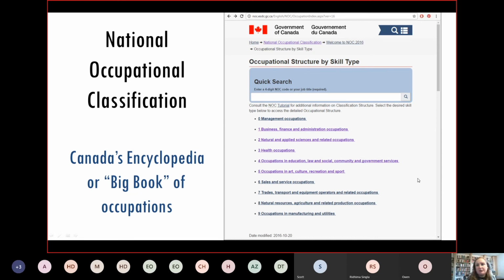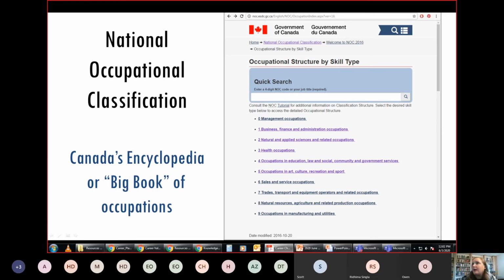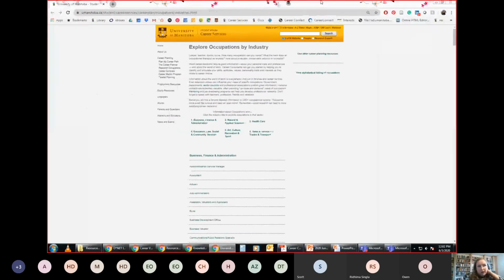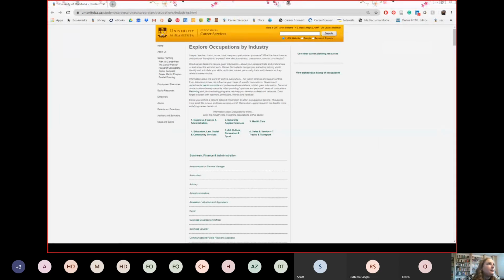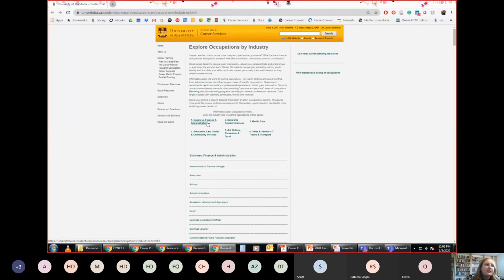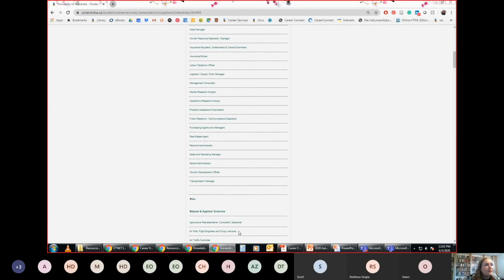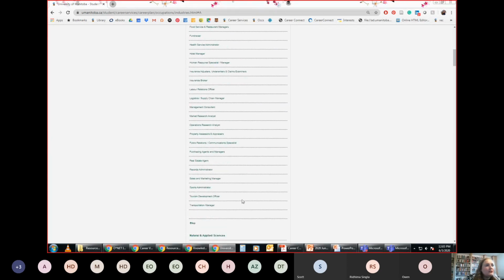I'll show you a cool resource for exploring this. It's in your handout package as well. Let me just pull it up on the screen for you. One thing that we did that you can play around with is we've organized occupations by industry. So one thing you can do on our website is to explore different jobs. For example, if you're interested in business, finance, and administration, we've listed a whole bunch of jobs by that. And it's a cool activity because you can go through different jobs related to that area you're interested in. You could actually click in on them and it gives you more information about what they do.